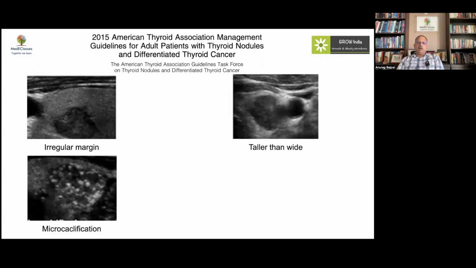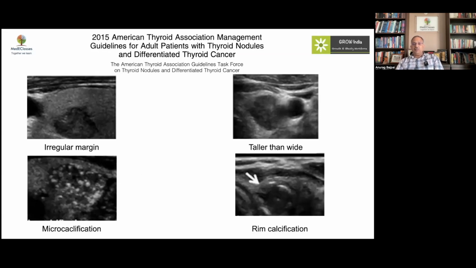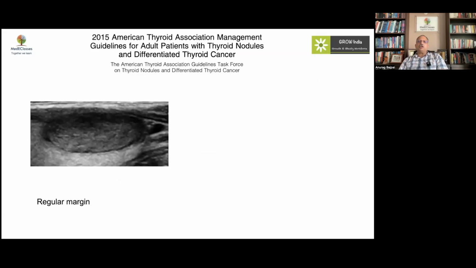So don't worry about taller than wide. Look more for irregular margins, small internal calcification. So microcalcification becomes absolutely important. And if you have a rim calcification, in these scenarios, you are really, really bothered about malignancy. The risk is 70 to 90%. So you ask your radiologist to mention the margin, the size, the calcification, vascularity. These parameters are absolutely important to decide about the need for thyroid FNAC.